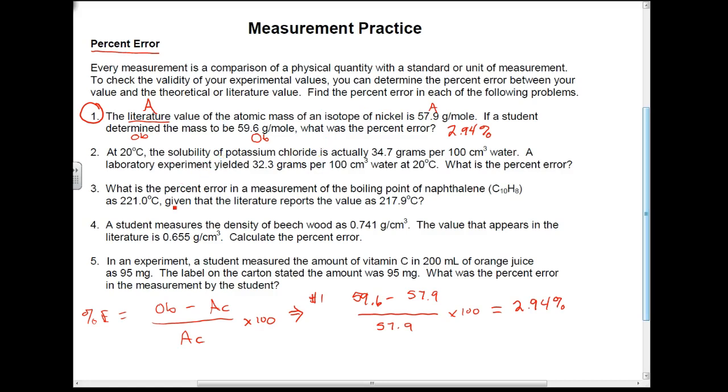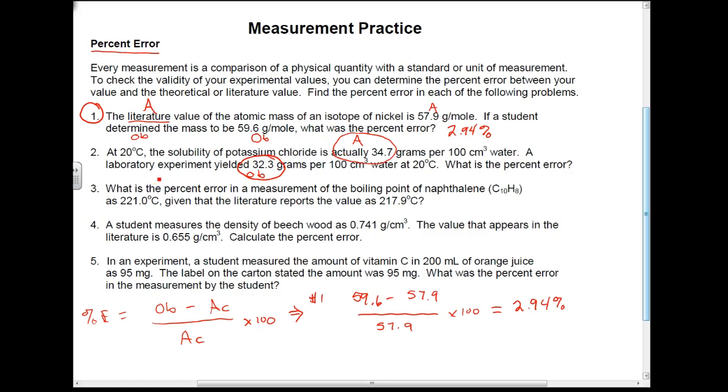Just to help you on that, let's look at number 2. At 20 degrees Celsius, the solubility of potassium chloride is actually 34.7, so that must be the accepted. So that's our accepted, grams per 100 centimeters cubed. A laboratory experiment, so this is going to be the observed, 32.3. You can plug everything else in here.